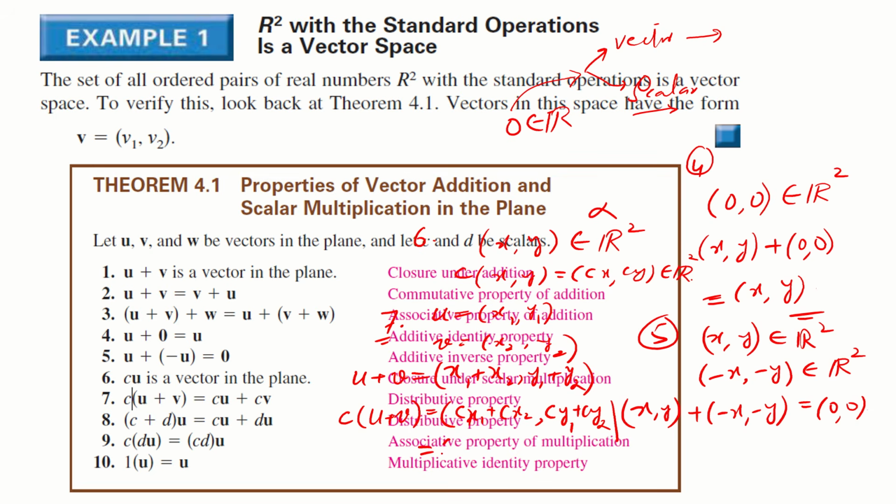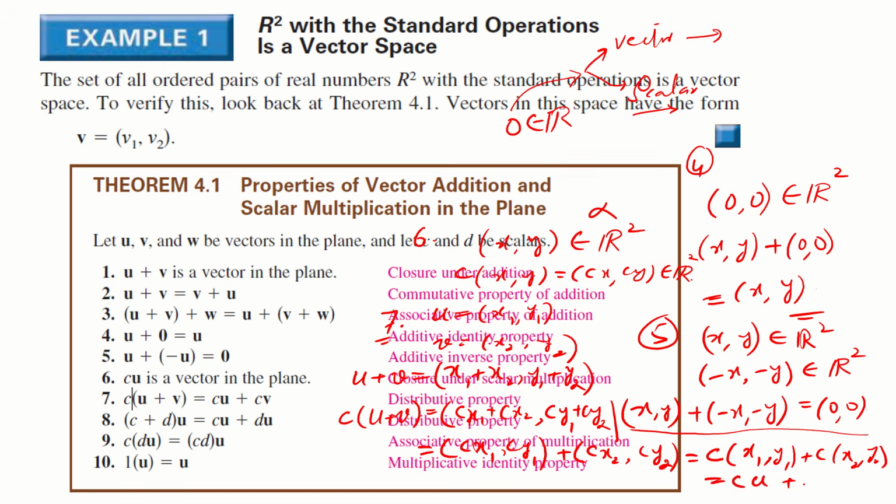which might be separated as cx1, comma, cy1 plus cx2, comma, cy2, where we may take common c from the first one. So it is c into (x1, y1) plus c into (x2, y2). That means c into u plus c into v. So the condition number 7 is also satisfied.